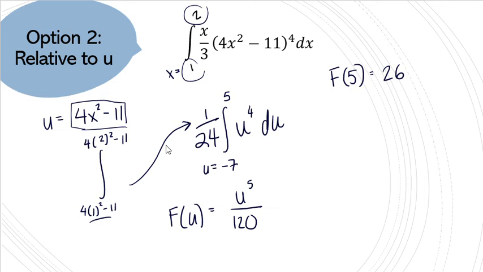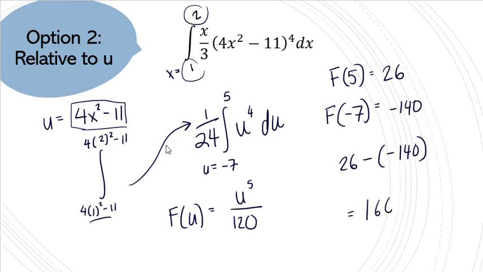And when you find the antiderivative when u is -7, surprise, surprise, you're going to get -140. And then you subtract 26 minus -140, and you get the same answer. So either way works. Kind of cool.